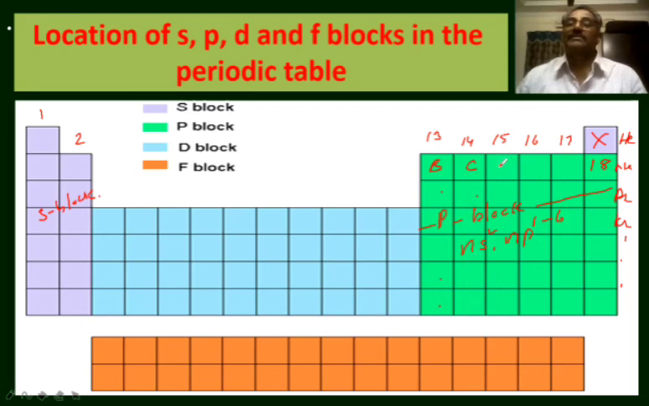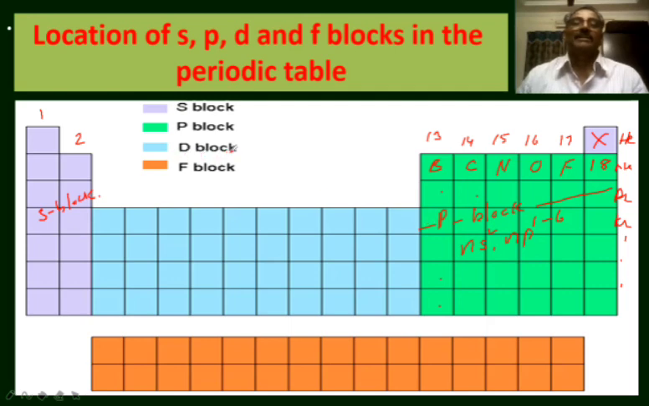The 15th group elements are said to be the pnicogens. The first element is nitrogen. The other elements are phosphorus, arsenic, antimony, and bismuth. The 16th group elements are oxygen, sulfur, selenium, tellurium, polonium, and so on. The 17th group elements are halogens. They are fluorine, chlorine, bromine, iodine, etc. These elements belong to the p block.